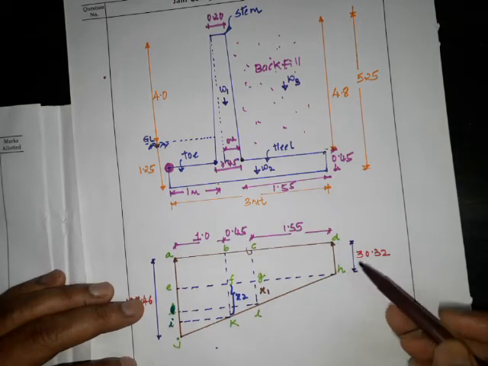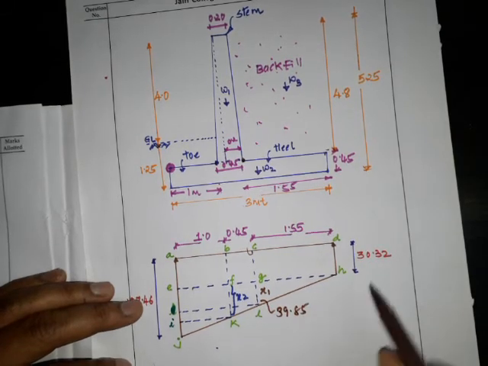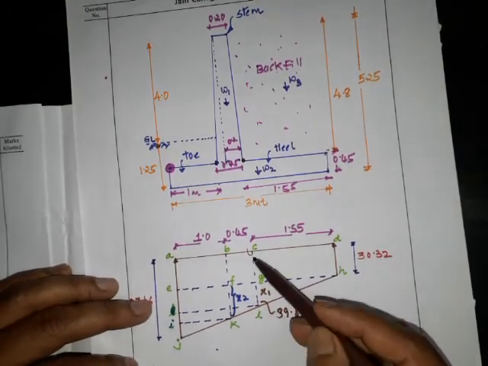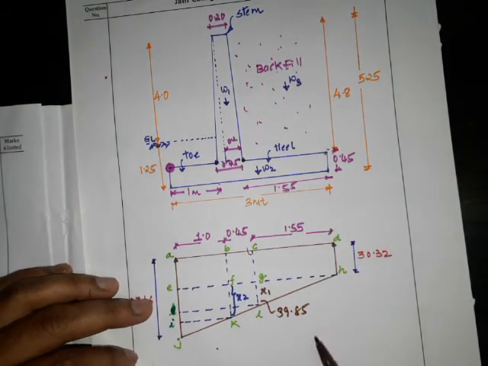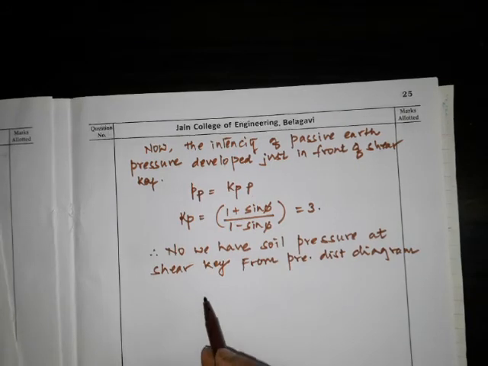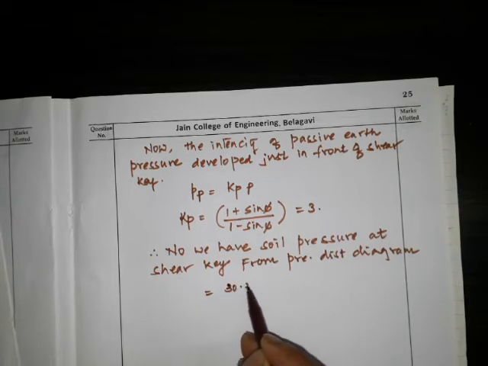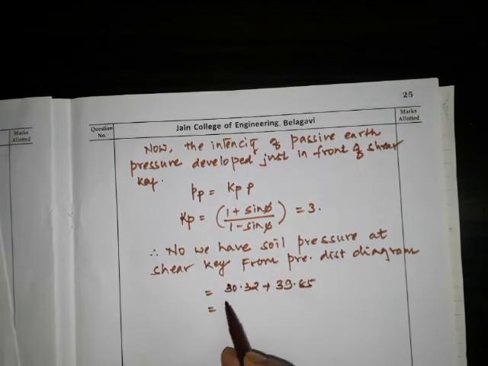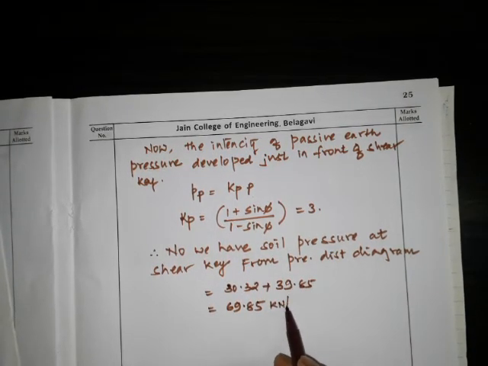Okay, so this is 30.32 and this x1 we already calculated, that is 39.85. So 30.32 plus 39.85 we get 69.85. This is the pressure at the face of the shear key, because we are going to provide the shear key here. So we get this as 69.85 kilonewton per meter square. Okay.